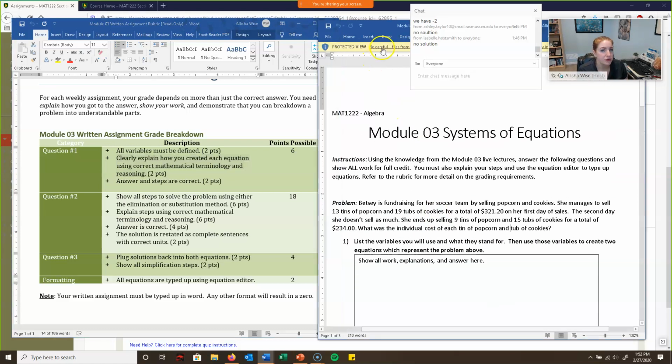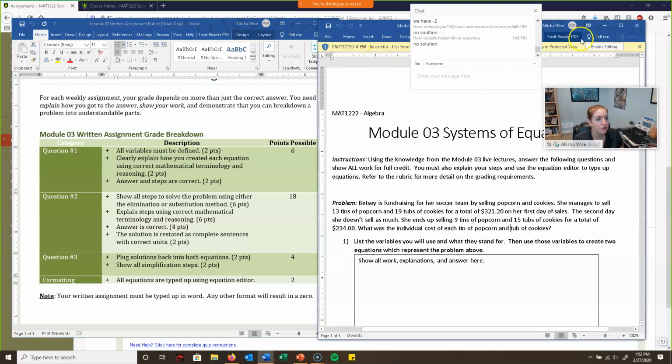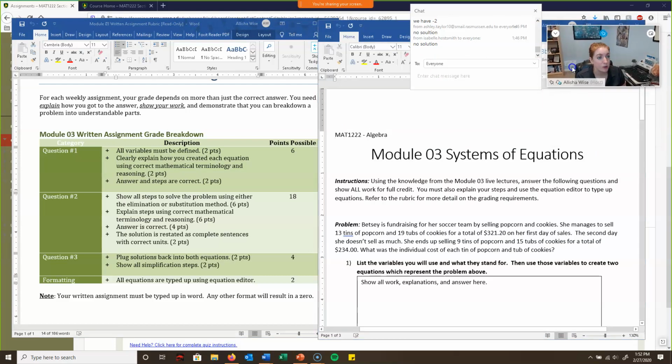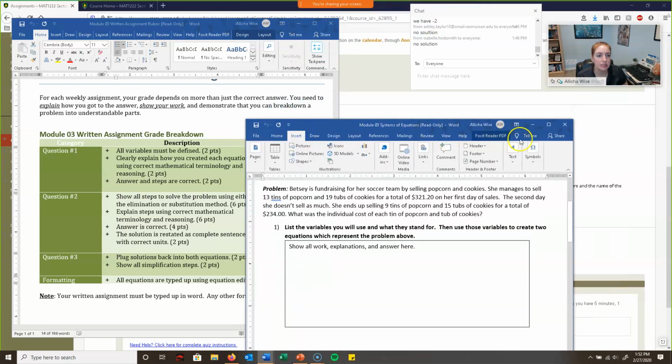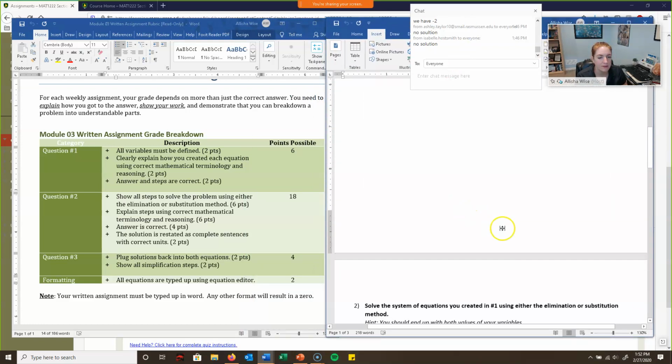Now, of course, make sure you use equation editor, because remember the equation editor is worth 2 points and you have to use it for all of your equations. Remember that's in insert equation right here. Sometimes it's hiding under the symbols button, but it's right there if you need it.